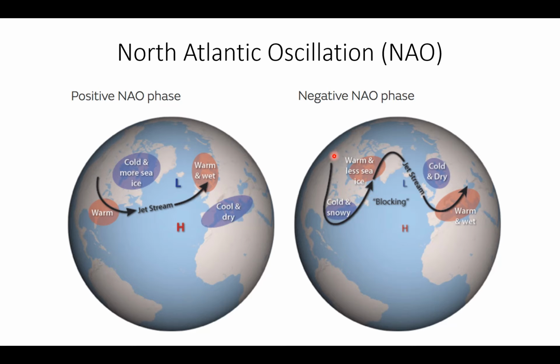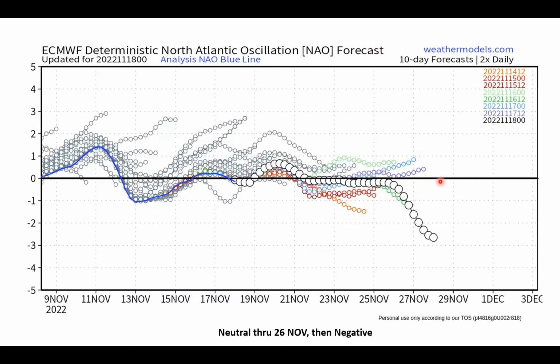And so you get more of a meridional jet stream, that solid dark line, the arrow that represents the polar front jet. You get much deeper troughs along the U.S. East Coast, for example, and some additional troughing, cold and dry conditions across the northern European area. Here's the European deterministic North Atlantic Oscillation forecast showing neutral conditions through 26 November, then dropping off to negative territory.